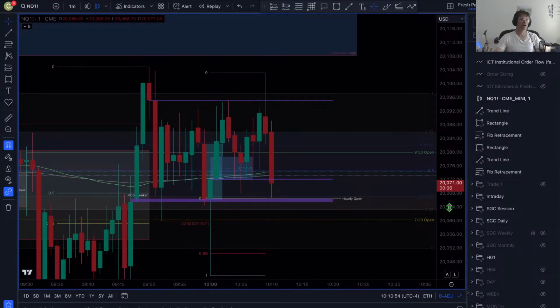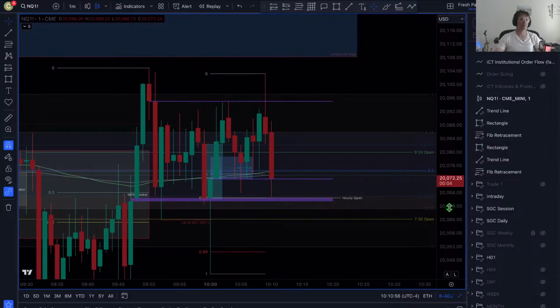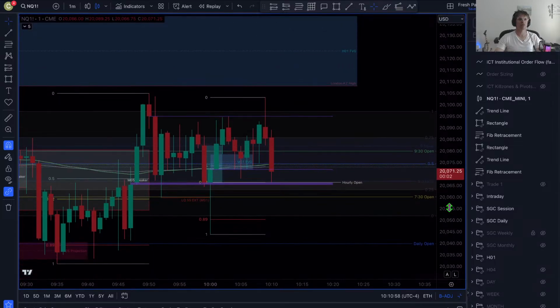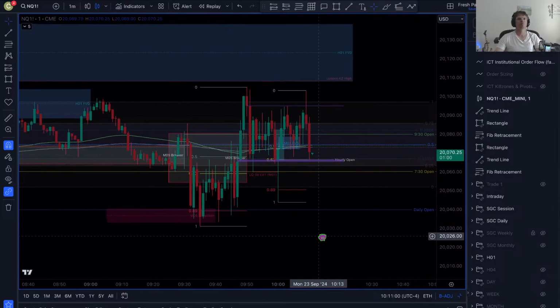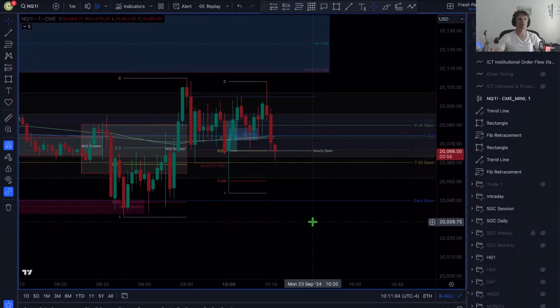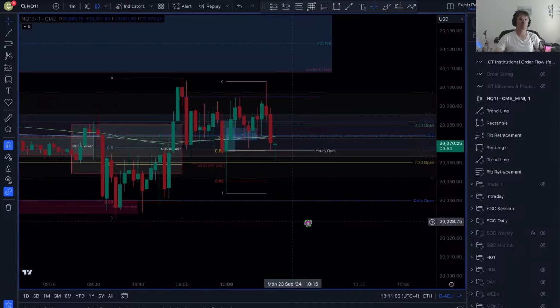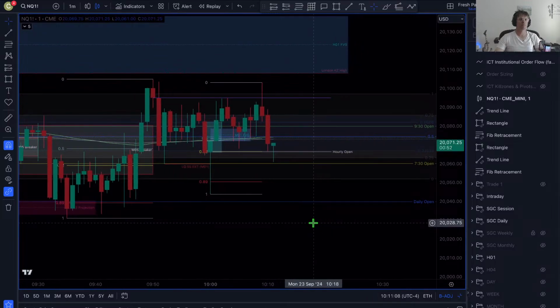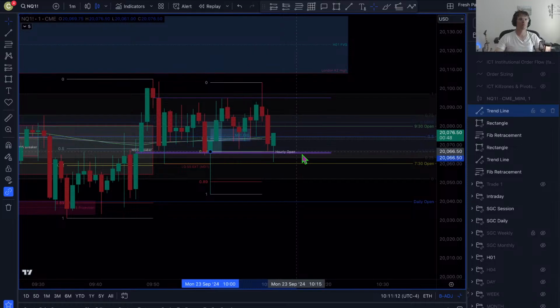So we just got back down. If you had extended your fib, we just almost touched the 62. But I'm not going to be interested in this unless you get really in. This could have been the entry right there.